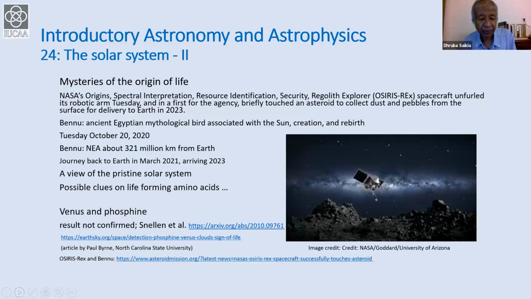And these are aspects which may also give us some clues as to how life may have originated. We can't return things from very far away, maybe sometime in the distant future, but at least the near-Earth asteroids and comets are being explored by spacecrafts.